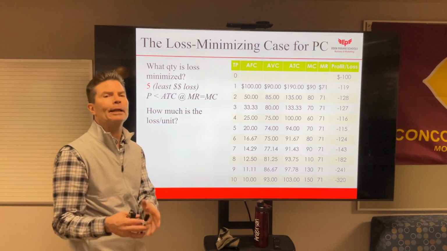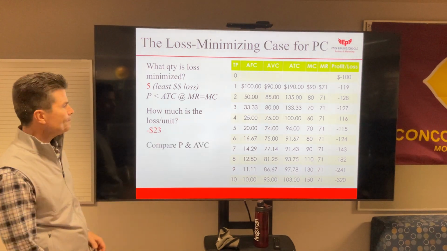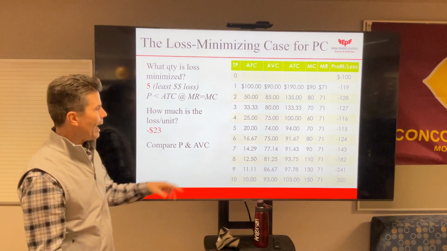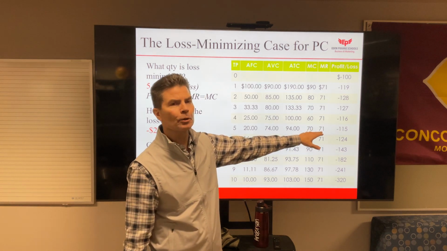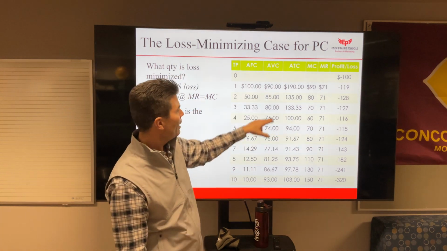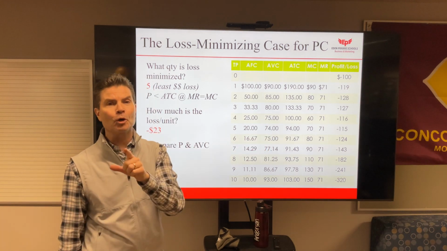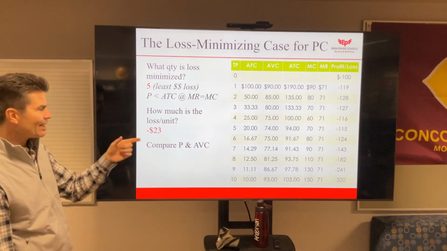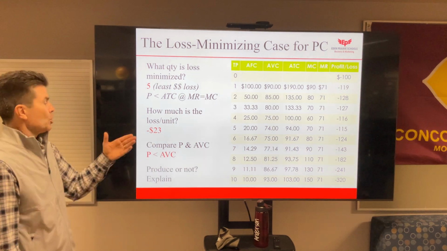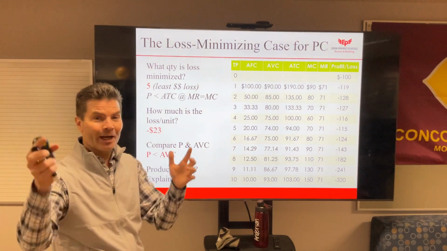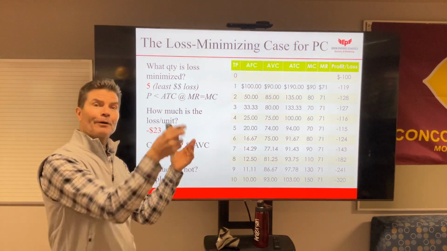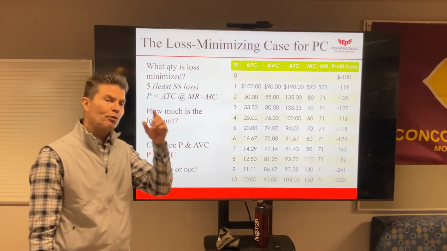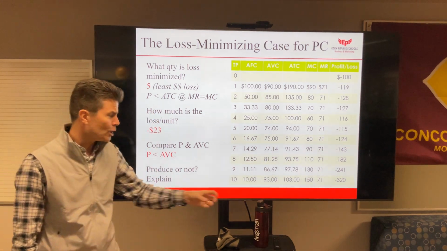So again, how are we calculating? How are we finding this information? So negative 23. Compare my price and ATC now to figure out, should I produce? Well, at a quantity of 5, $71, which is my price and my MR, is less than my ATC. So at the optimal quantity, price is less than ATC. All right, so if your price is less than ATC, should we produce or not? And hopefully in your head you said, well, no, because I just said a few minutes ago, you only produce when price is more than ATC. So if your price is less than ATC, you shut down.